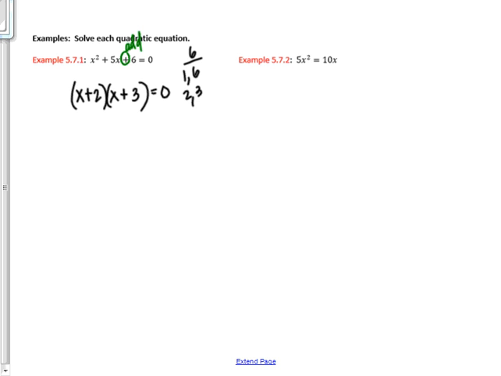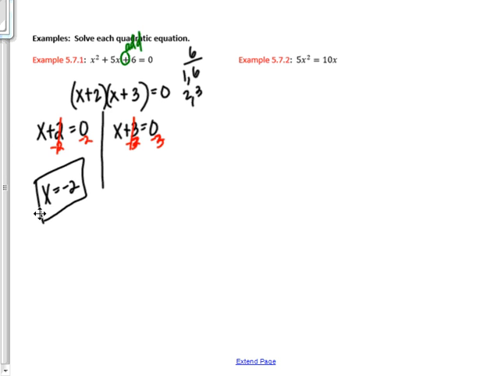So once you get it factored, what you're going to do is draw a line like that. And you're going to say, all right, well, to multiply and get 0, either this one was equal to 0 or this one was equal to 0. You'll get two little bitty baby equations that are easy to solve. So over here I subtract 2, and over here I subtract 3. I don't know why I wrote a 2. 3. All right, so my two answers are x is negative 2 and x is negative 3. Okay. All right, so let's do this one.